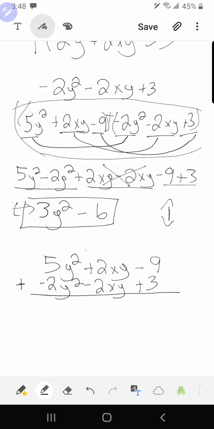Now what's 5y squared minus 2y squared, or plus negative 2y squared? That is 3y squared. And of course, since these are opposites, they just cross out. Don't really have to write a plus 0, wasting time. Negative 9 plus 3 would give me my negative 6. So it doesn't matter which way you do it, you will still get the same answer.